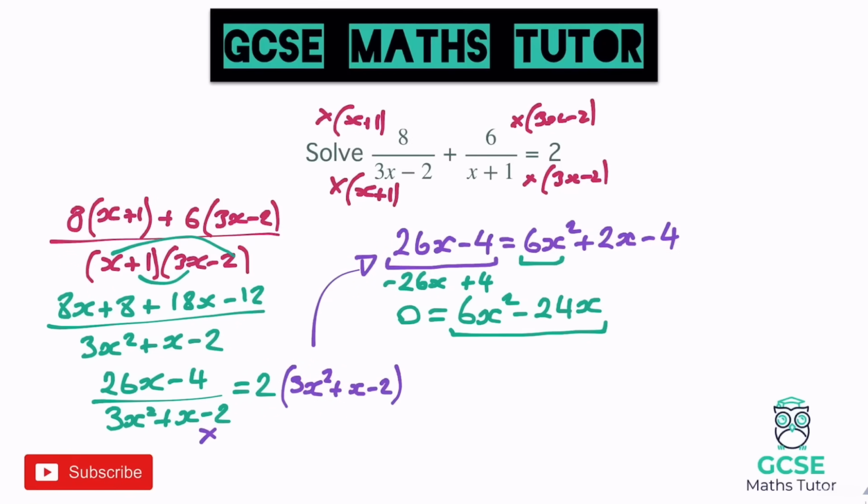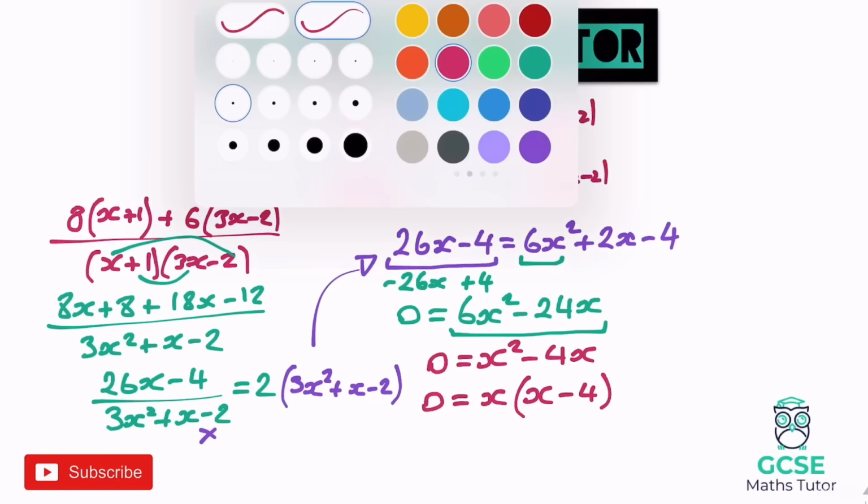Divide both sides by 6, and we get 0 equals x squared minus 4x. There we go. Now I can factorise it as well. I've just saved myself a bit of time there. So if I factorise it, we get 0 equals x brackets x minus 4. There we go. So now it's factorised.